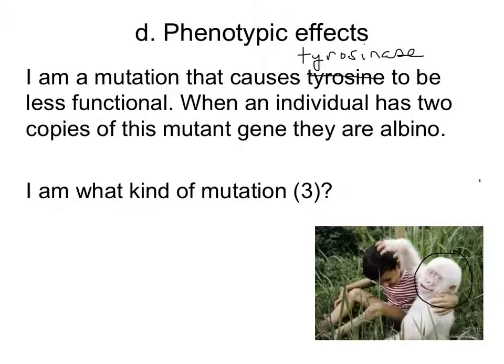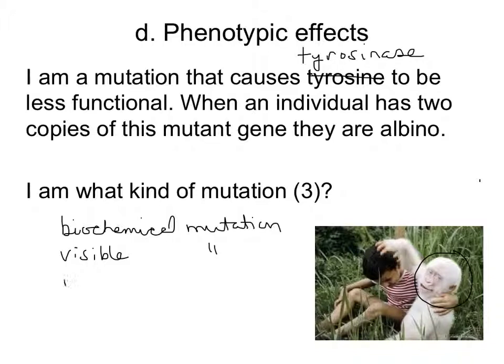So if it's a mutation in tyrosinase, that's an enzyme. It's an enzyme that's responsible for the synthesis of melanin. That's a biochemical pathway. So I would say that you've got a biochemical mutation. I would also say that you've got a visible mutation and that it is phenotypically visible when you have it. It's a recessive mutation, because you need two copies in order to have an albino individual.